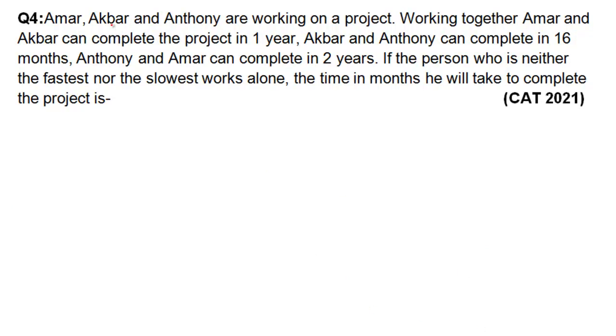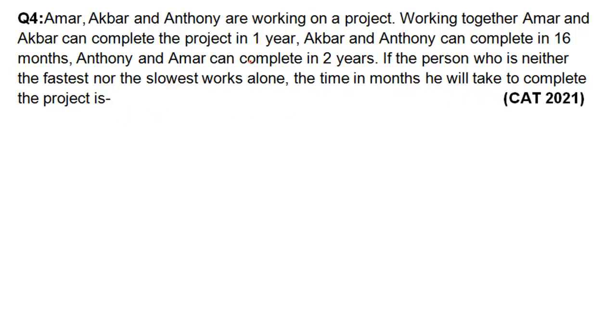Let's take the next question that says Amar, Akbar and Anthony are working on a project. Working together, Amar and Akbar can complete the project in 1 year. Akbar and Anthony can complete it in 16 months. Anthony and Amar can complete it in 2 years. If the person who is neither the fastest nor the slowest works alone, the time in months he will take to complete the project is.